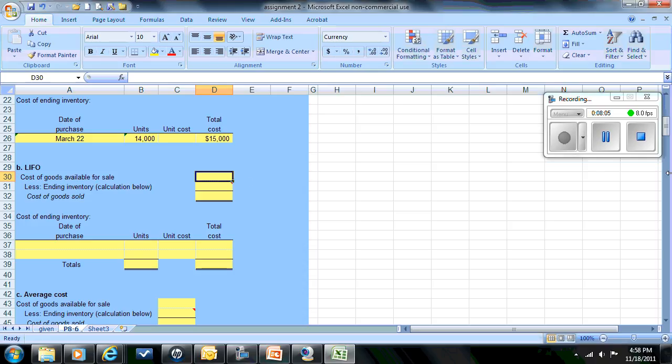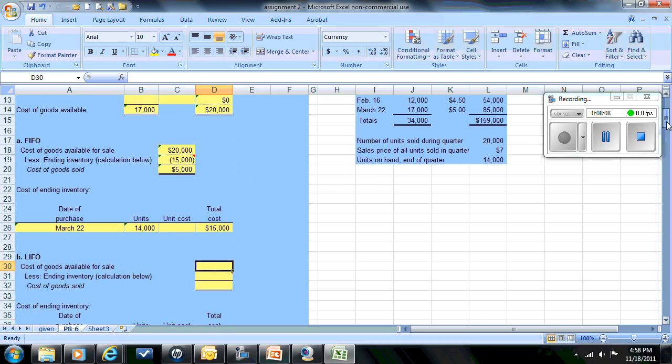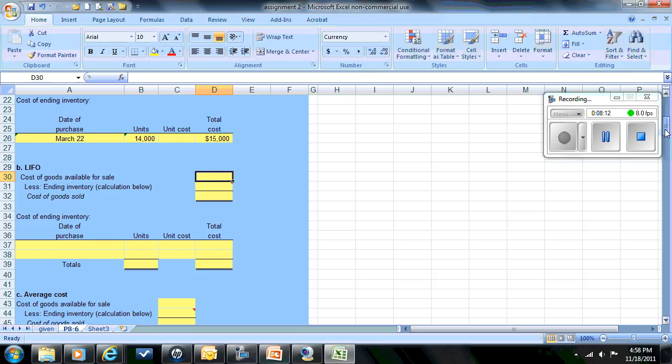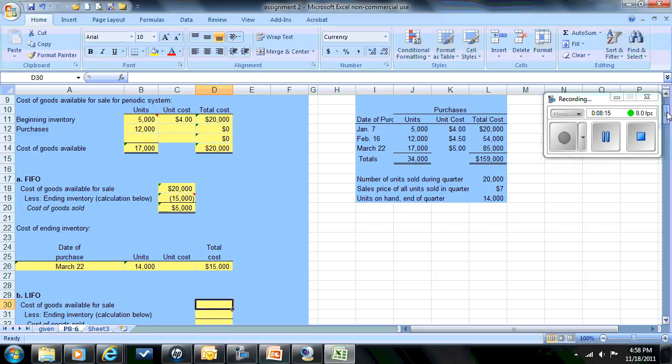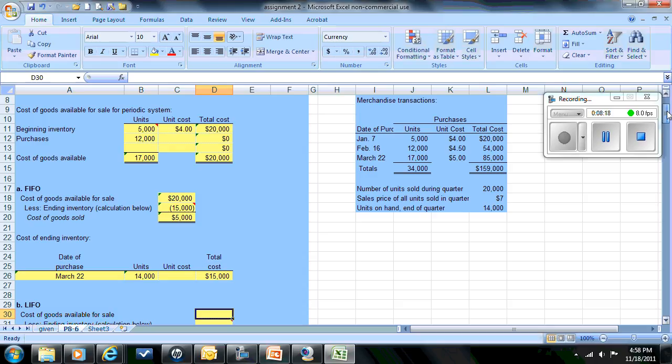For LIFO, we're going to have the same amount of goods available for sale. However, the ending inventory will not be from the last items purchased, but the first items. In LIFO, the last units purchased are the ones that are going to be sold. So the 20,000 units that are sold are going to be determined, the cost of goods, based on the last purchases. So the purchases of the 22nd, and some of the purchases from the 16th have been sold, which means we have all of the purchases from January 7th still in inventory, and some of the purchases from February 16th.